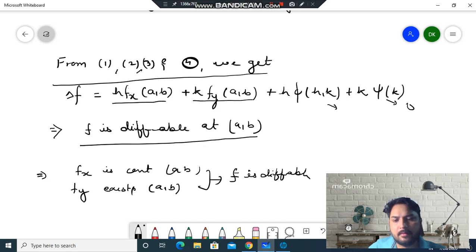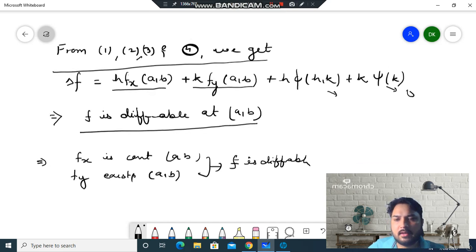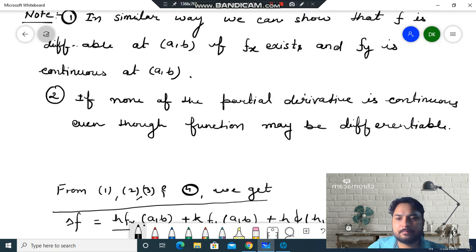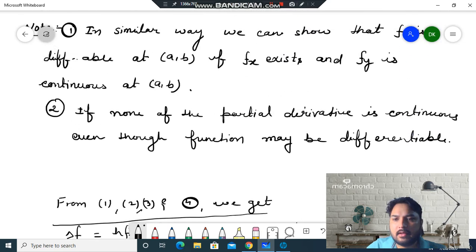Similarly, we can obtain that the function is differentiable at (a, b) if fx exists and fy is continuous at point (a, b).